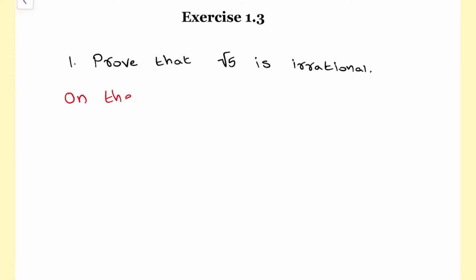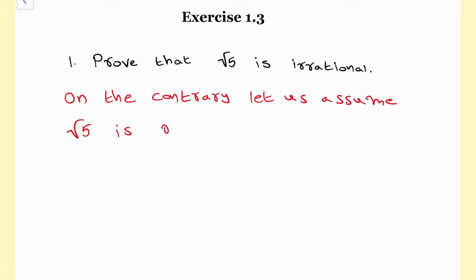So on the contrary, let us assume root 5 is rational. First we will assume that root 5 is a rational number, and at the end of the solution I will confirm that it is not at all a rational number. If we are able to prove that it is not a rational number, then definitely it is going to be an irrational number only. So on the contrary, let us assume root 5 is rational.